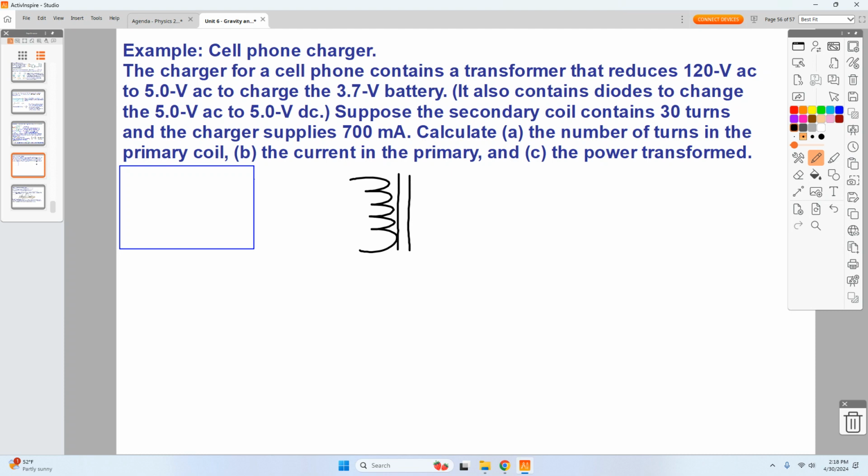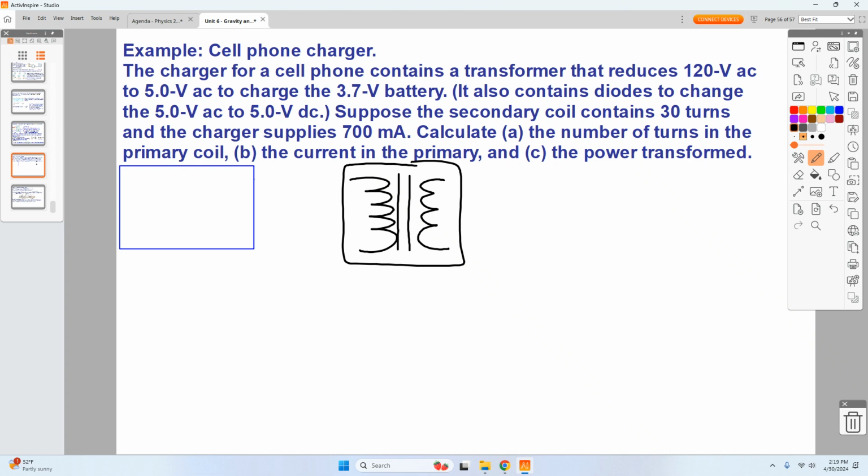This is the symbol that we would use for the transformer. Should we draw it in the box, or is there something? Well, the box has the answers to this. I'm going to go through these problems with you, but that's the schematic that you would use for a transformer.